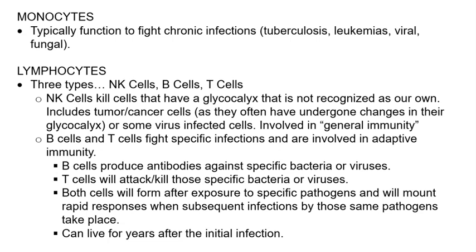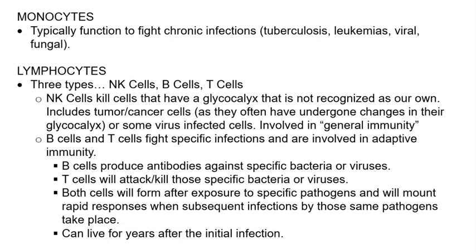B cells and T cells fight very specific infections and are involved in what is called specific immunity or adaptive immunity. B cells function to produce antibodies against specific bacteria or viruses that we are exposed to or that infect us. Those antibodies will then bind to those specific bacteria or viruses, and T cells will attack and kill those antibody-tagged bacteria or viruses.